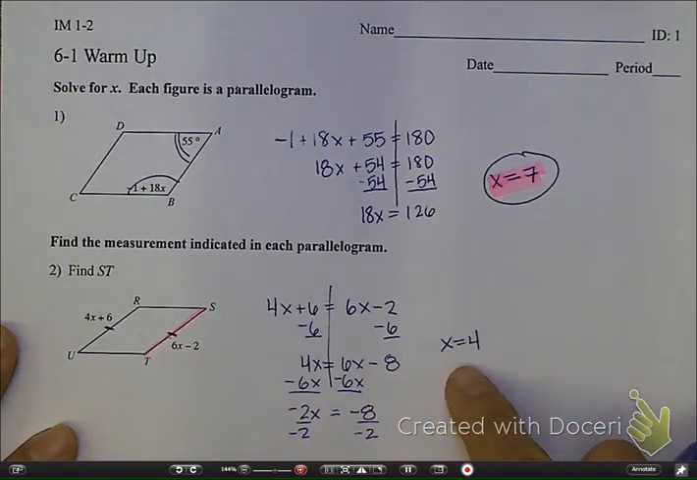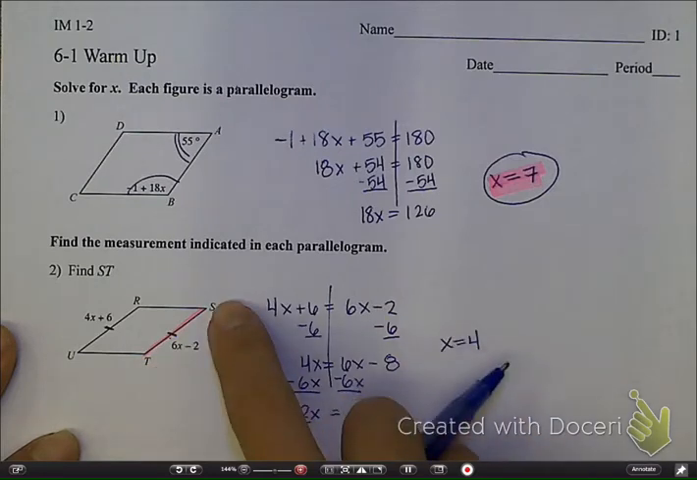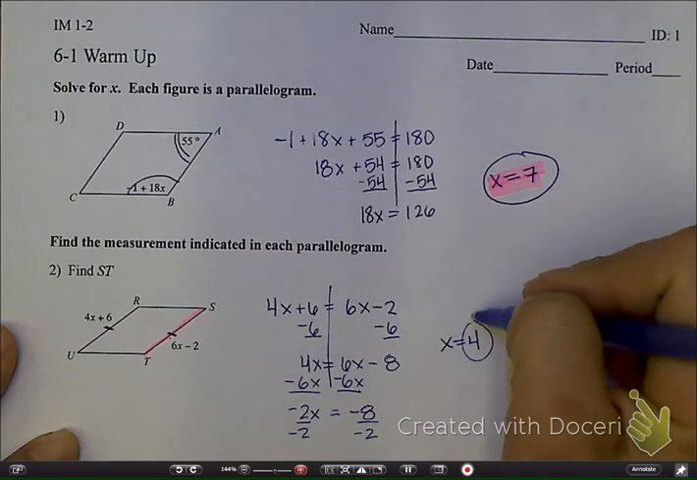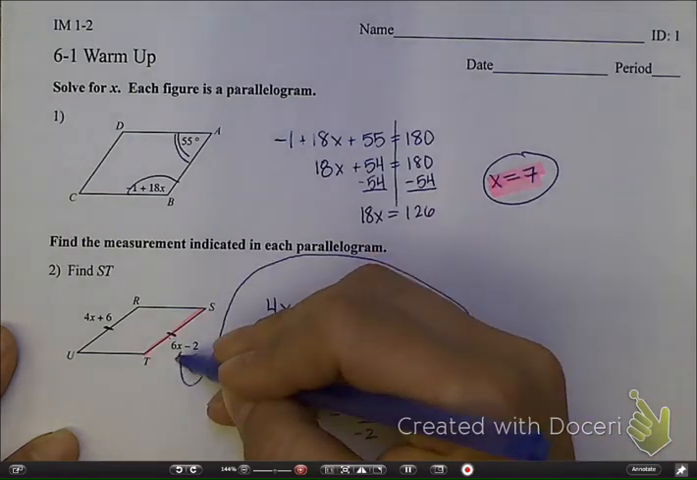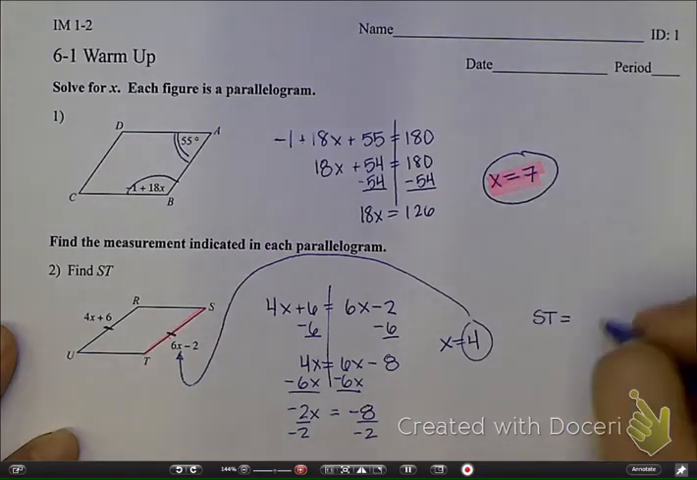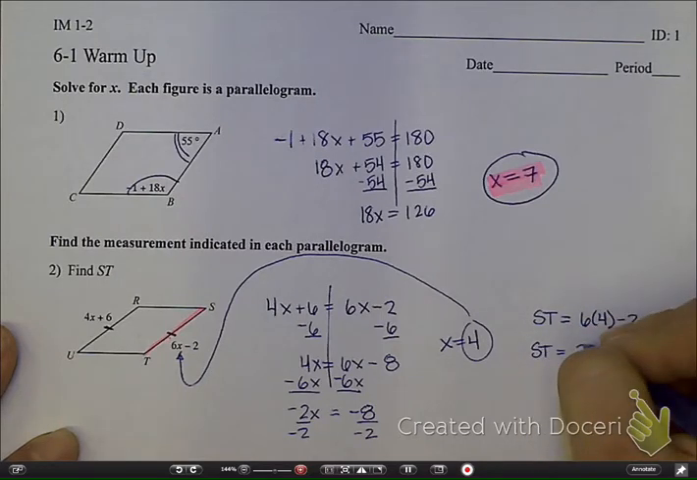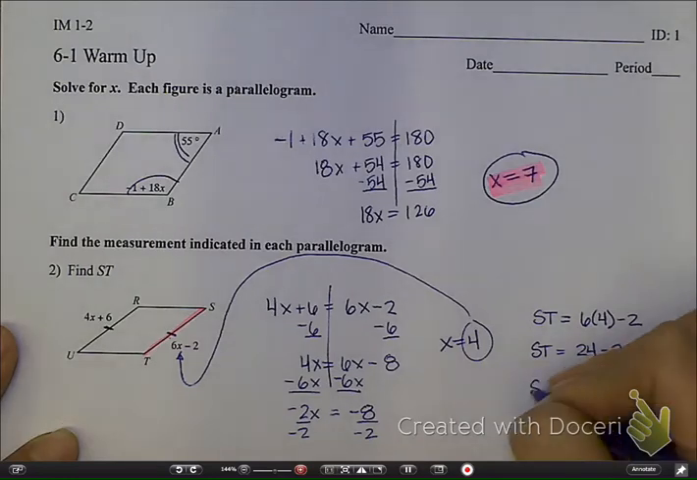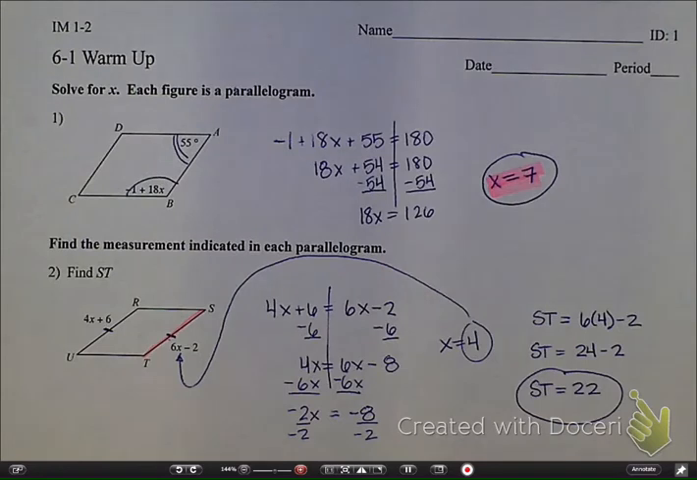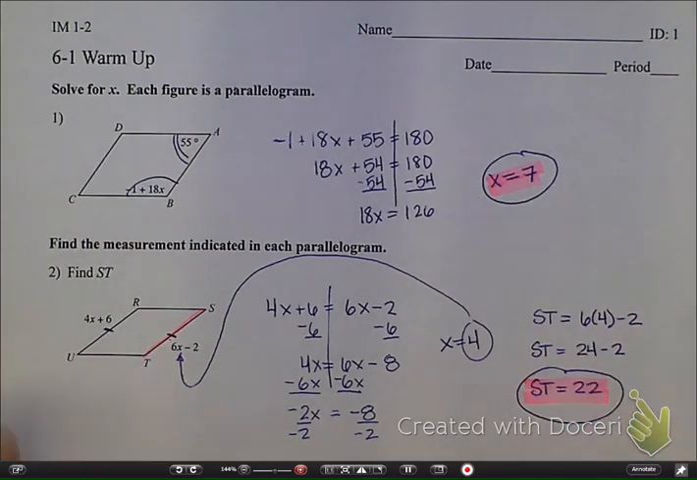Okay, so for my final answer here for this part, I get x equals +4. Now, is x equals +4, is that answering the question? Is that how long ST is? No. Okay. +4 is just the value of x. So in order to find the value of ST, I have to take this +4 and plug it in right here. Okay. So the length of ST is going to be 6 times 4 minus 2, which is going to be 24 minus 2, which is then going to be 22. Okay. This is actually my final answer. The length of ST is 22.